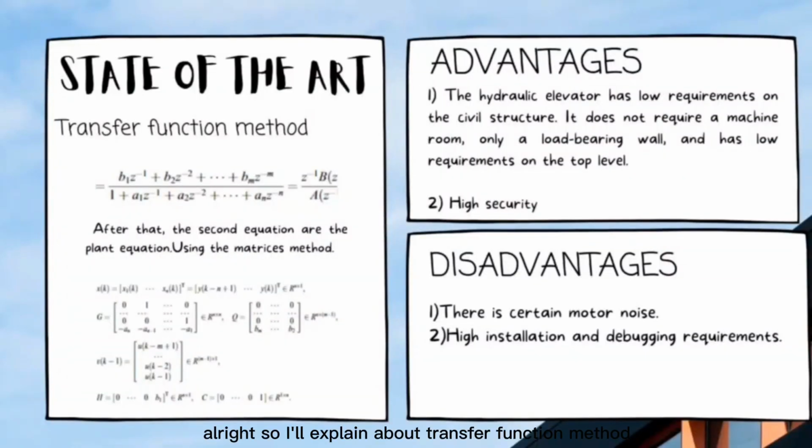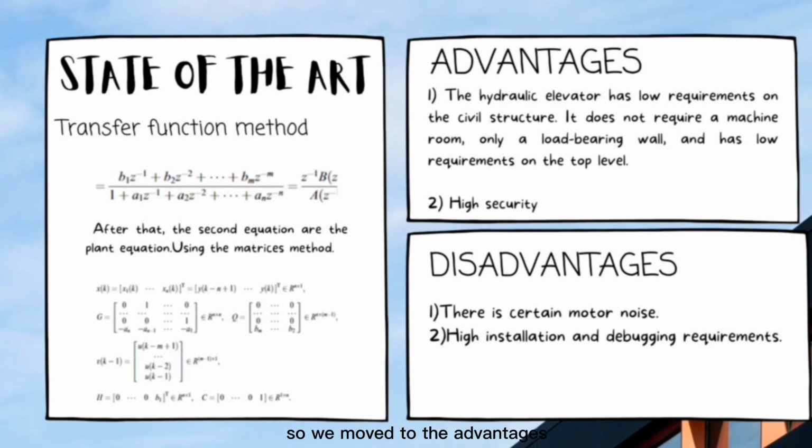Alright, so I'll explain about the transfer function method. As you can see, this is an equation that we use in this project. After that, the second equation is the plant equation, which uses the matrix method so that we can apply more equations if we use this method.